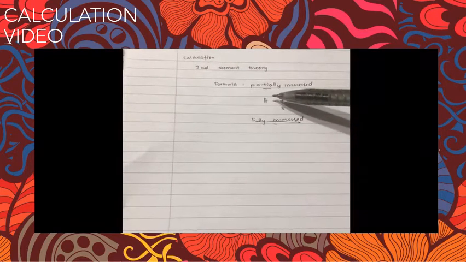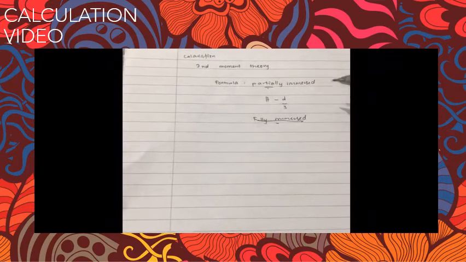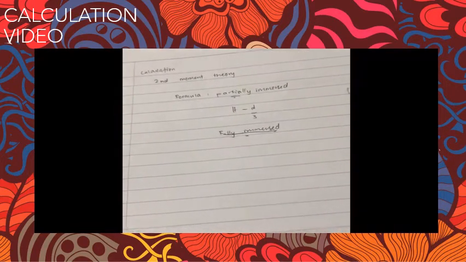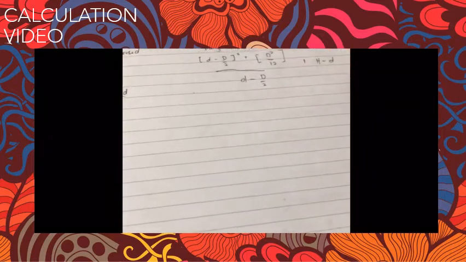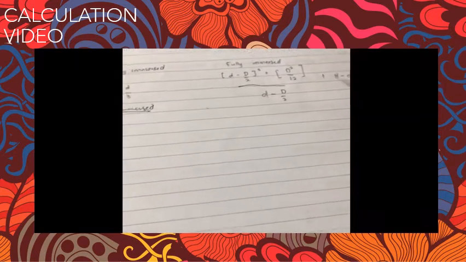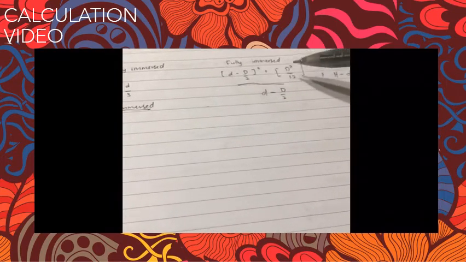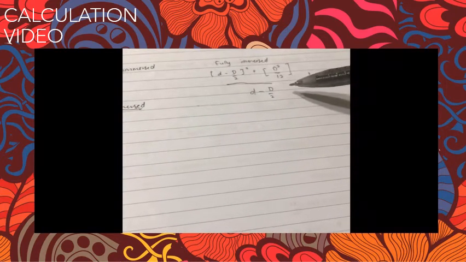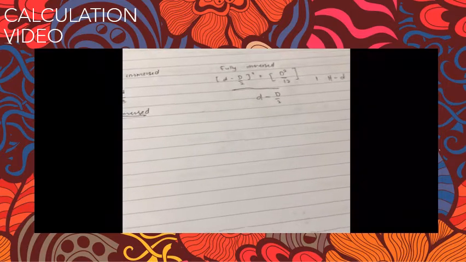H is stand for quadrant, the two pivot, and D is that we already know, which is the gap of the immersion. Okay, now we will go to the fully immersed. This is the formula for the fully immersed. D is for gap of immersion, so we use D minus capital D over 2 bracket and square plus bracket D square over 12 over D minus capital D minus 2 plus H minus D.